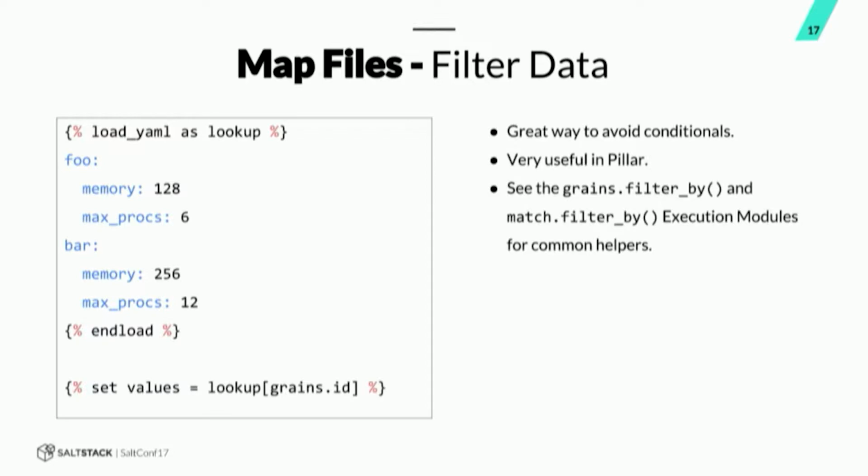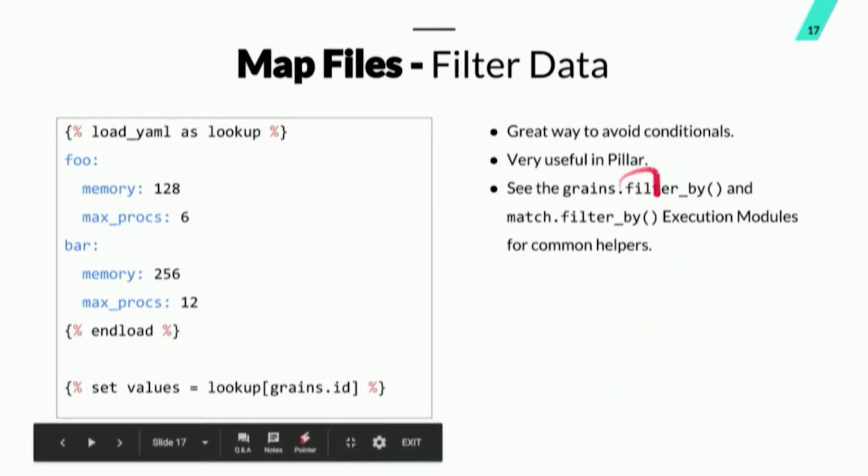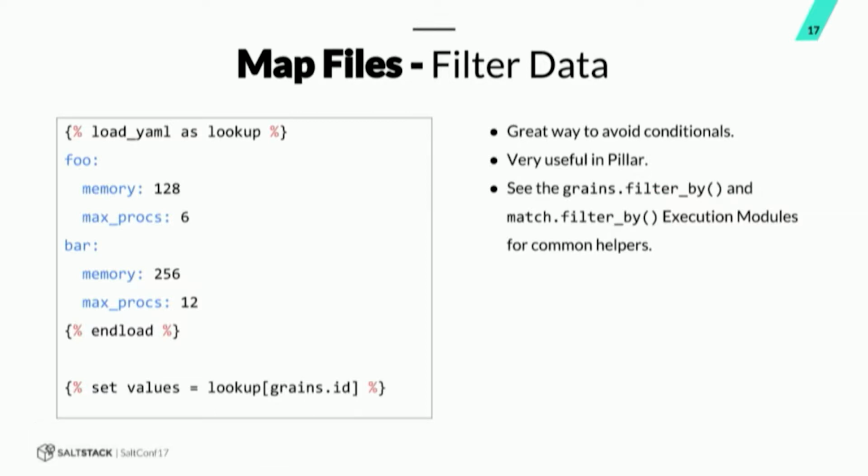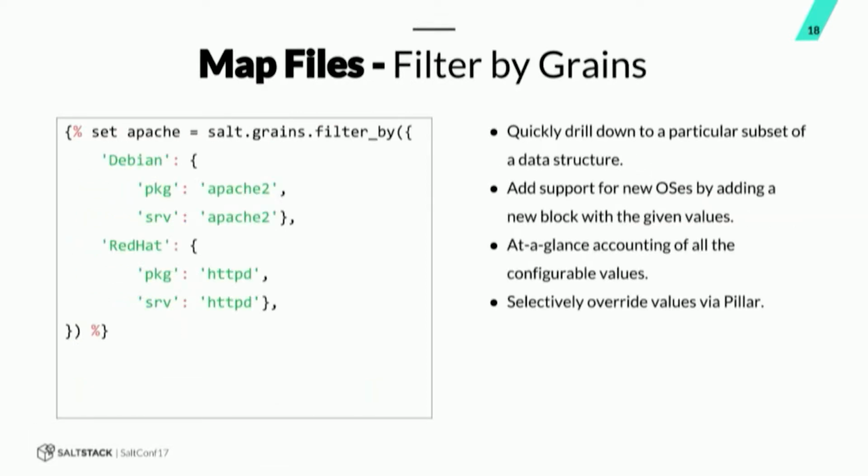But there are also patterns around this with the grains filter_by and match filter_by modules to do this a little more easily. So let's take a look at those. You can filter by grains. This is just calling a function. It's doing essentially the same thing we just saw on the previous slide, but with some extras, and the syntax is a little nicer. It takes some dictionary that's keyed by grain values, and it doesn't matter what the grain value is. You can choose one arbitrarily. It's just a keyword argument to this function call. By default, it's the os_family grain. That's one of the common ones to filter on.